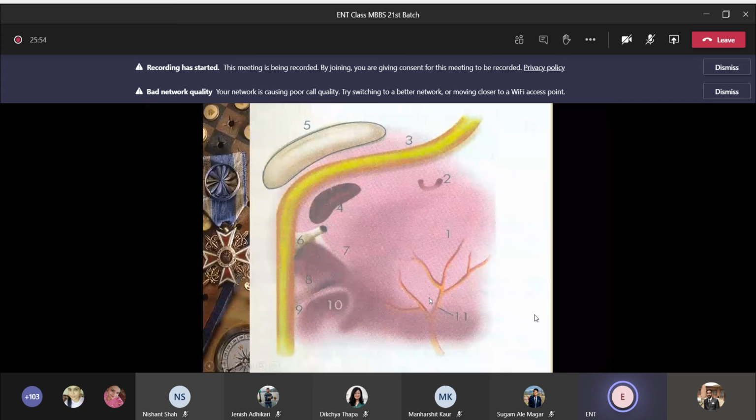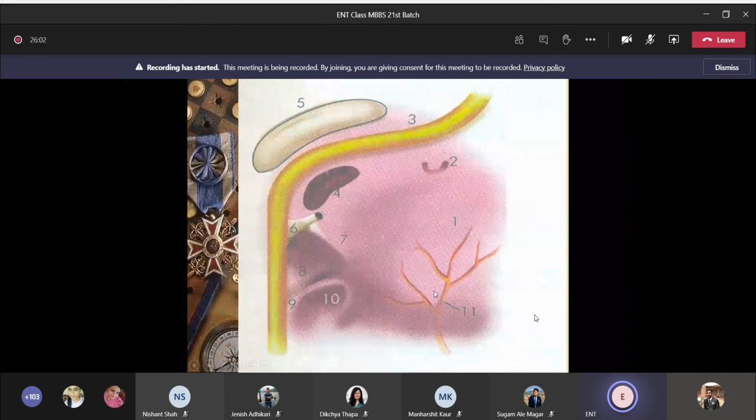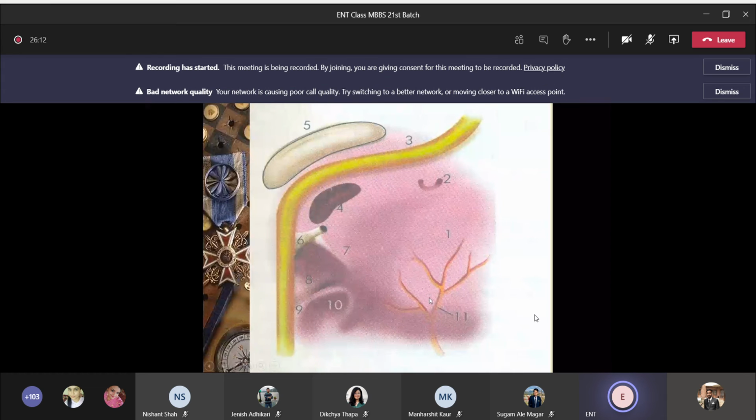Now, the eustachian tube is present in the interior wall of the mastoid cavity, tympanic cleft or middle ear cavity. It's lined by the mucous membrane. It connects the middle ear to the back of the throat, into the nasopharynx.